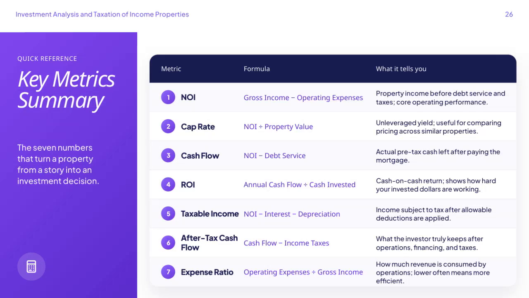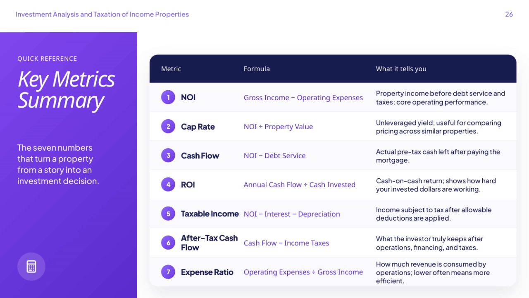Here are the 7 key metrics that transform a property's story into a solid investment decision. First, there's NOI, or net operating income, which is simply gross income minus operating expenses. This tells us the property's income before debt service and taxes, giving insight into its core operating performance. Next, the cap rate, calculated by dividing NOI by the property value, represents the unleveraged yield and is especially useful for comparing prices across similar properties.